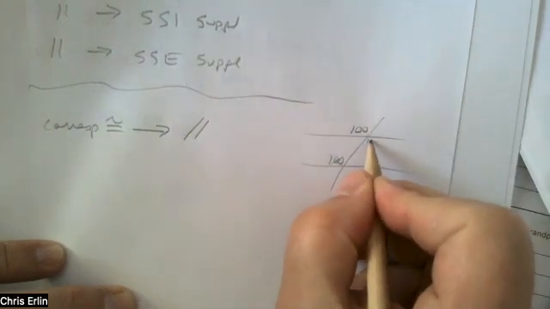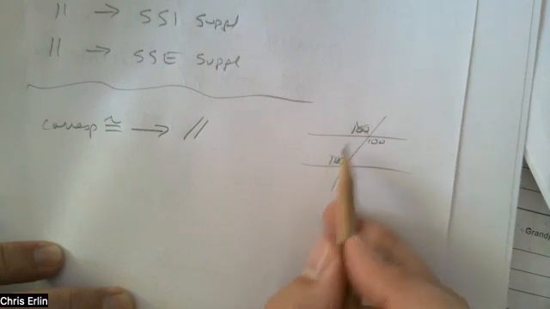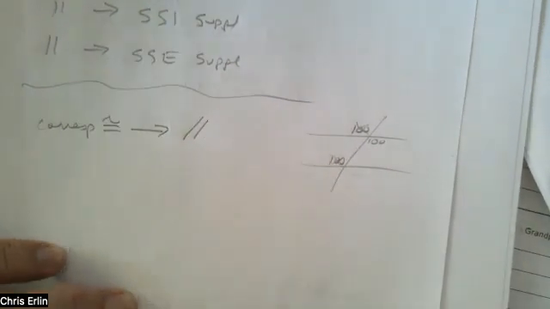What if I know this is 100 instead of this one? Even if I'm given alternate interiors, I know these are vertical, therefore this is also 100. That gives me corresponding angles congruent, which I'm saying is my postulate. So now these lines are parallel. This is what we're going to work with today.